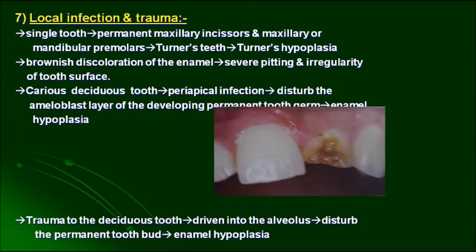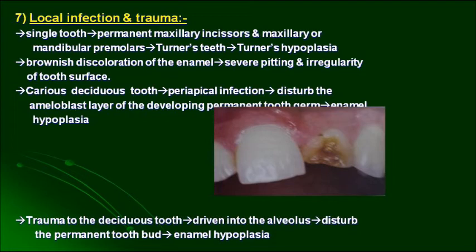And the last one is local infection and trauma. Local infection and trauma means what? A single tooth is affected here, the permanent maxillary incisor or a mandibular premolar. When there is an infection in the deciduous tooth, it affects the permanent tooth also. So it is Turner's hypoplasia. It is seen as brownish discoloration of the enamel. Severe pitting and irregularity of the tooth surface can be seen.